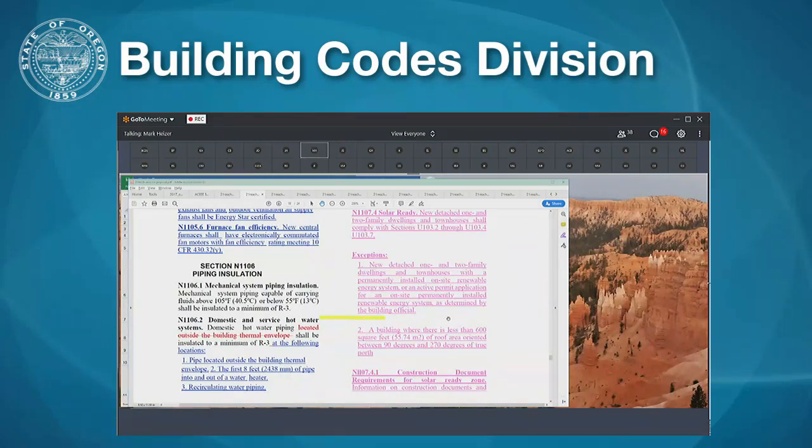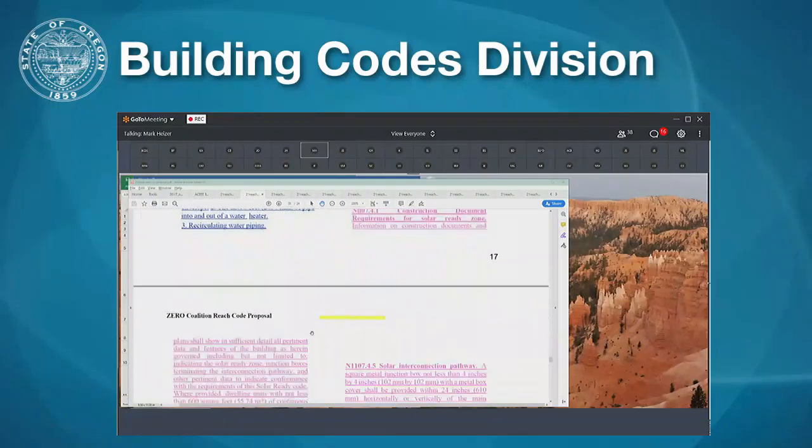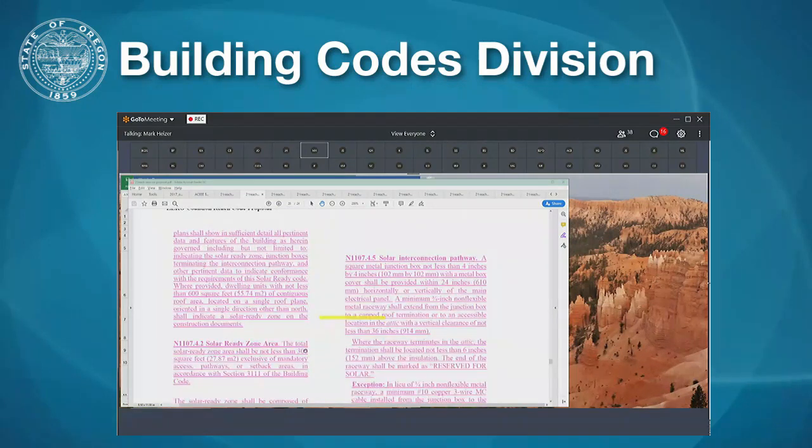All right, thank you. Just going through this again, it triggers if you have more than 600 square feet of roof area oriented between 90 degrees, essentially between east and west, rotating around to the south. That is the trigger for being solar ready. Then on the construction documents, you need to note where that is, correct? Correct.